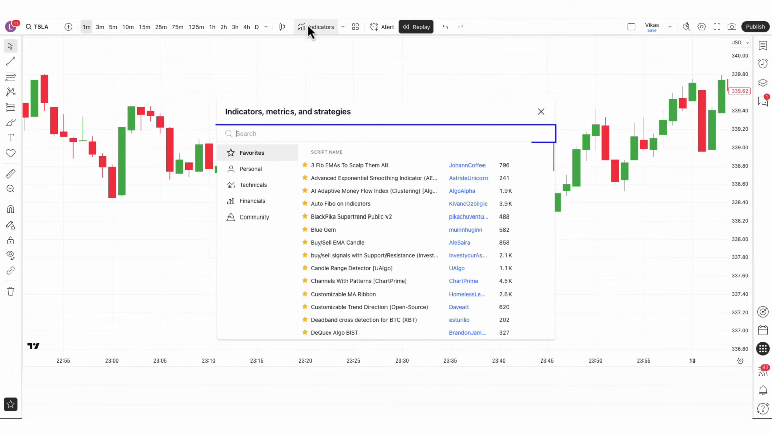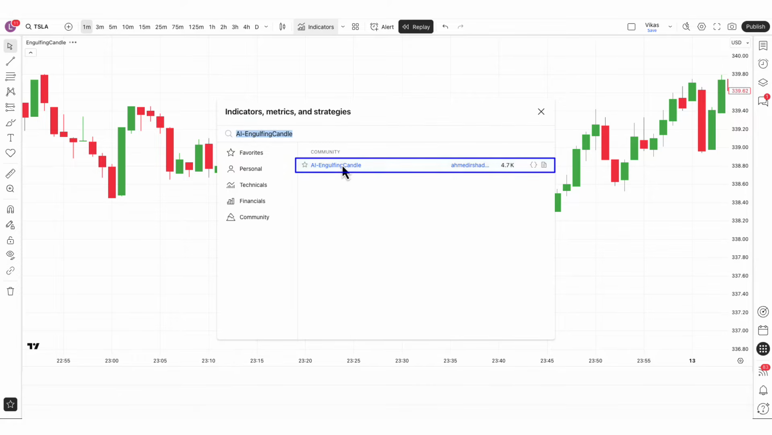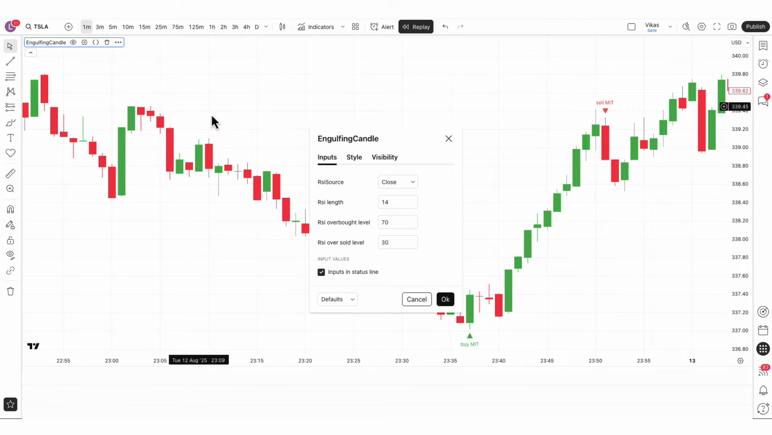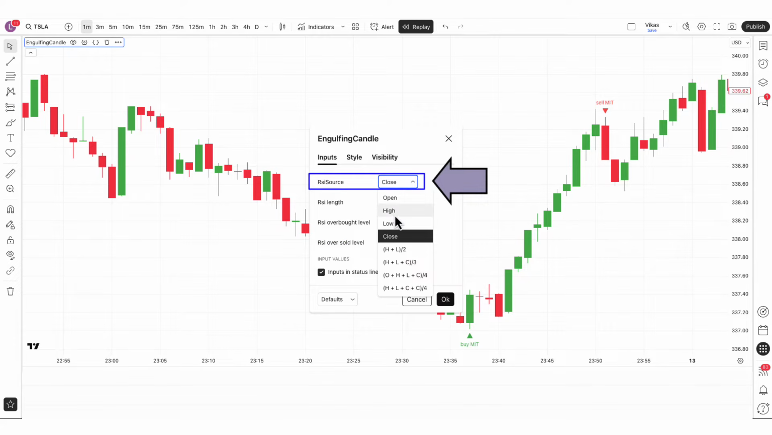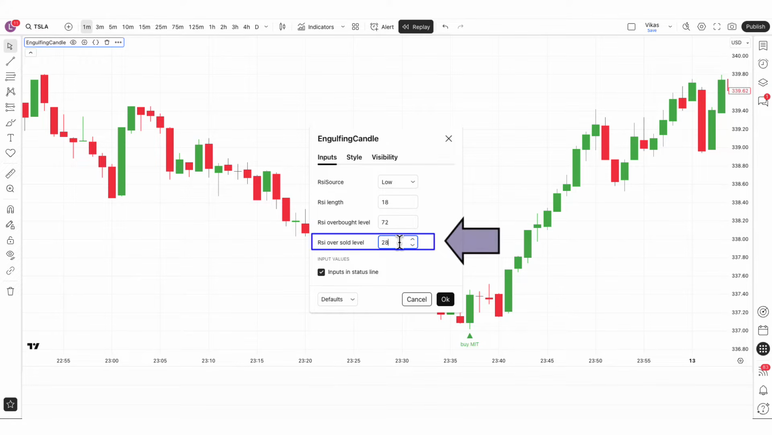First of all, we will search the AI engulfing candle indicator in the search box of TradingView. After that, we have to click on the AI engulfing candle option, in which we have to change some settings. We have to change this source option from close to low. We have to change this length option from 14 to 18. We have to change this overbought level option from 70 to 72. We have to change this oversold level option from 30 to 28.